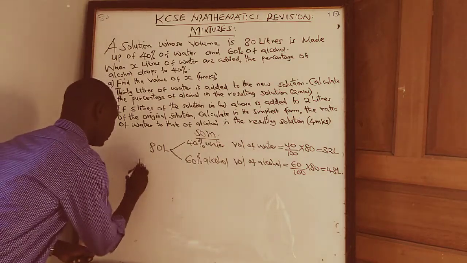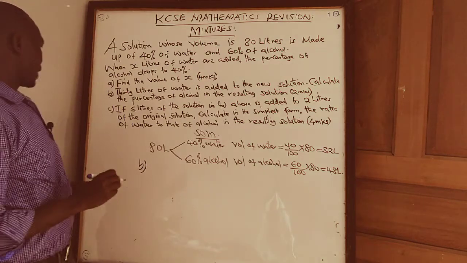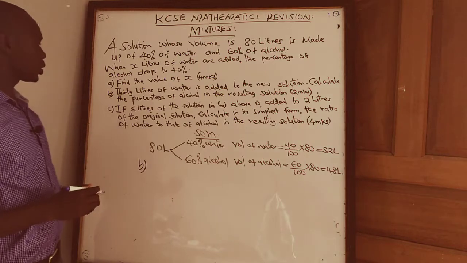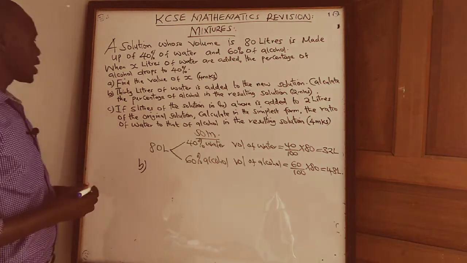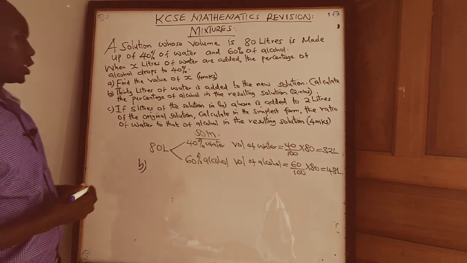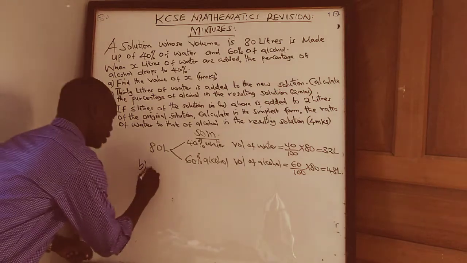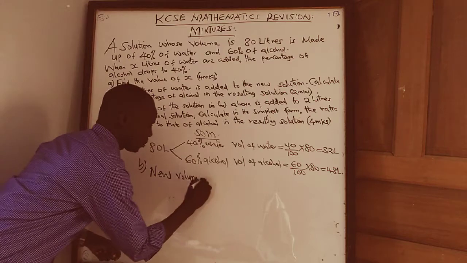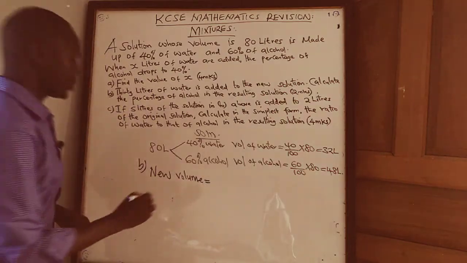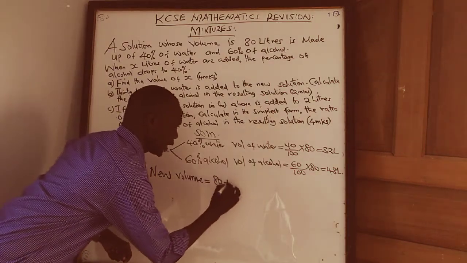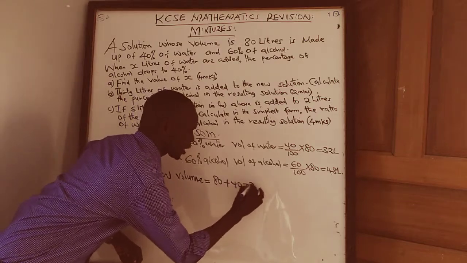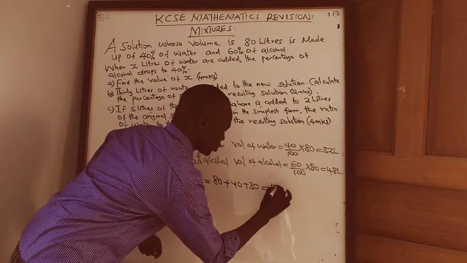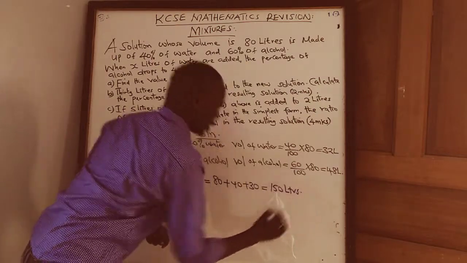So B, 30 liters of water is added to the new solution. Calculate the percentage of alcohol in the resulting solution. The new volume now, because we had 80, we added 40 and now we are adding 30, meaning the total new volume is going to be equal to 150 liters.